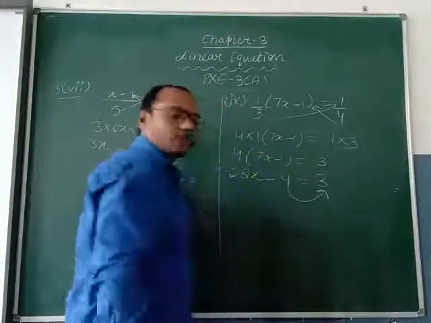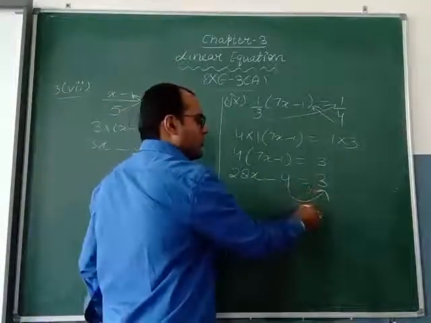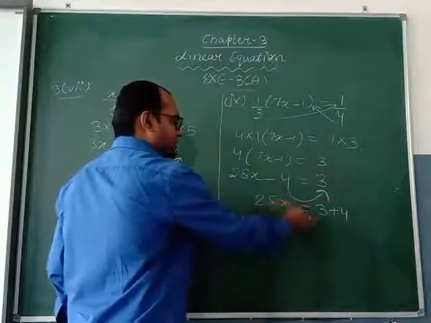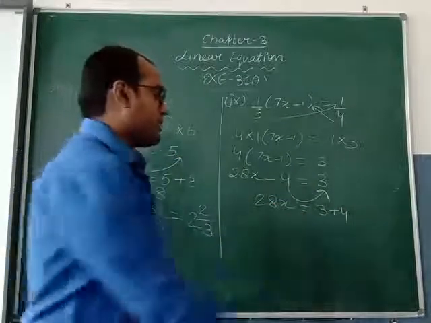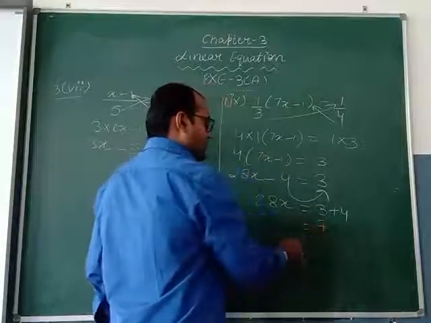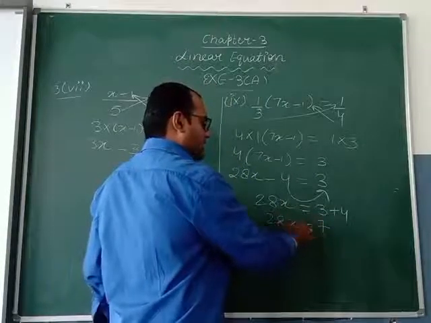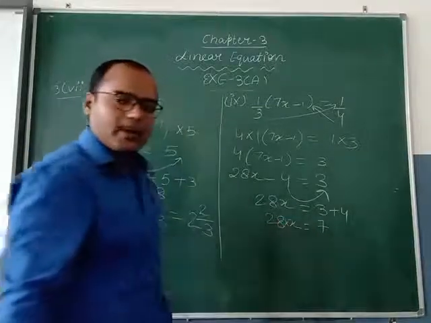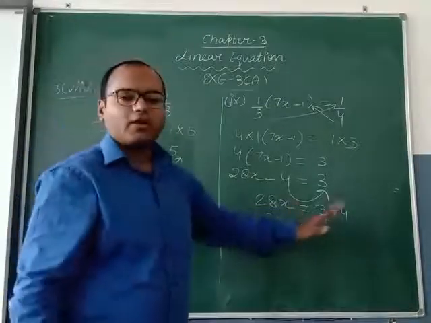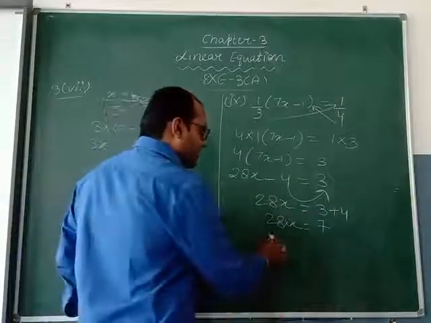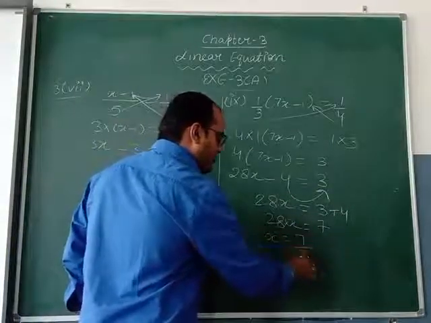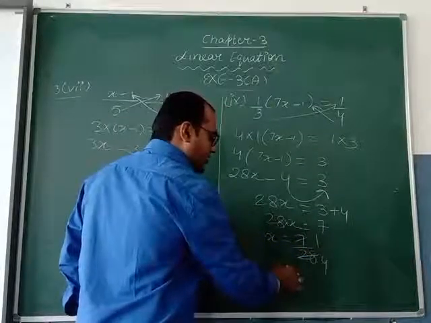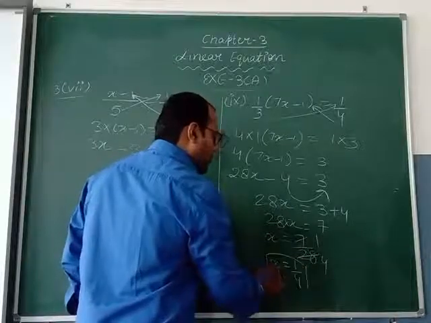Now this 4 we have to bring to the right hand side. So minus 4 will become plus 4. 3 plus 4, and here it is 28x. Next step, 3 plus 4 is 7, and here it is 28x. This 28 and x are in multiplication, in between we have to take multiply. So multiply 28 we will bring to the right hand side, it will be written as divide. So x is equal to 7 divide 28. 7 ones are 7, 7 fours are 28. So the final answer of x is 1 upon 4.